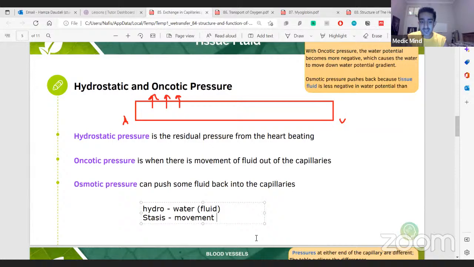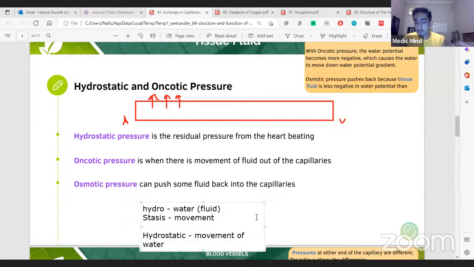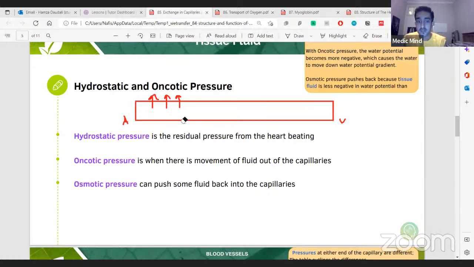So hydrostatic is the pressure from the movement of water or the movement of fluid. So hydrostatic pressure is the pressure generated from the movement of this fluid. And you have the hydrostatic pressure pushing against the walls of these arteries.